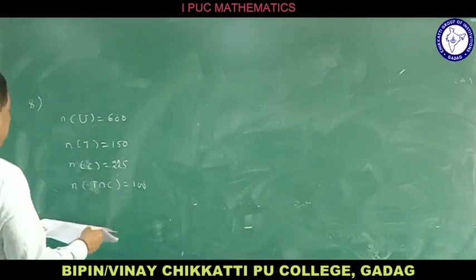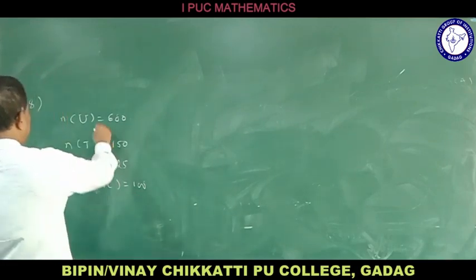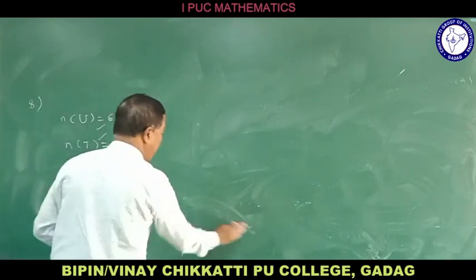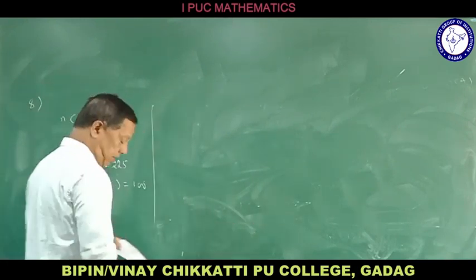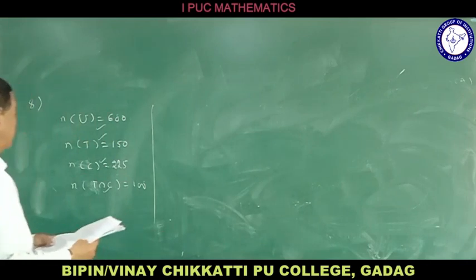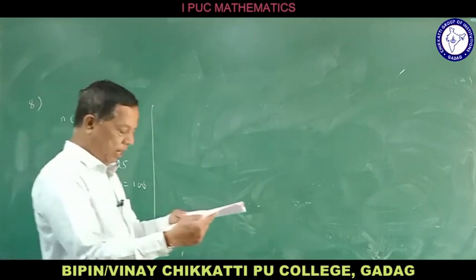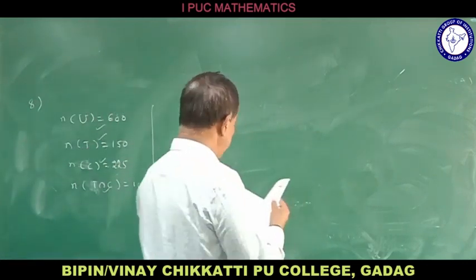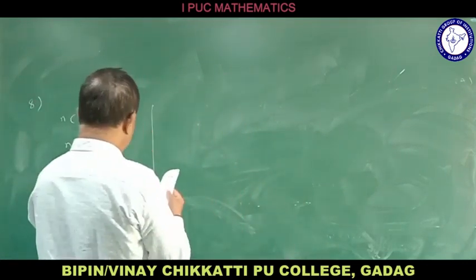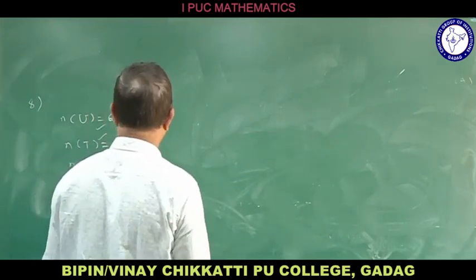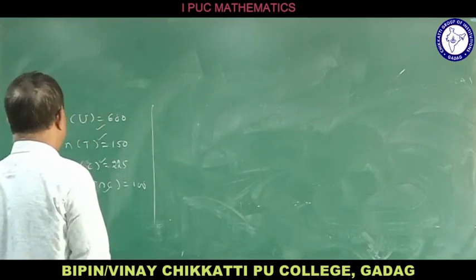So first of all, you have to calculate. U is there, T is there, C is there. But when you use that formula, union is required. How many students are taking either tea or coffee is not given, so that should be calculated first. Accordingly you can see the result, or you can go directly for what the problem asks.